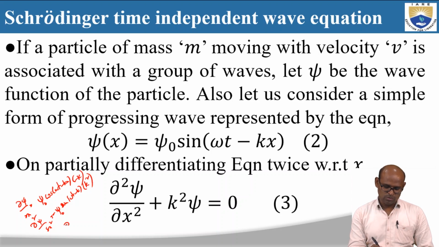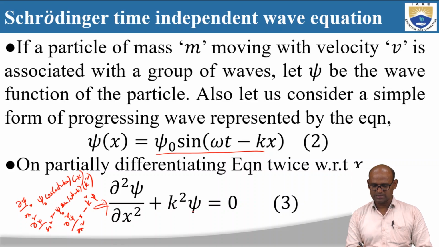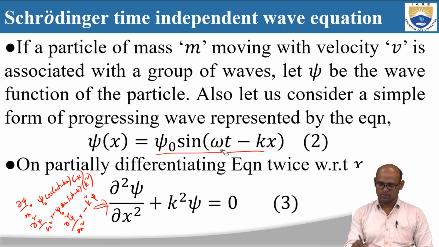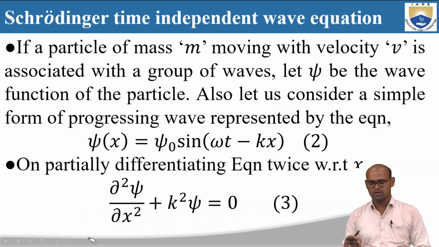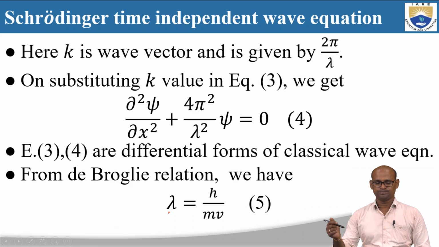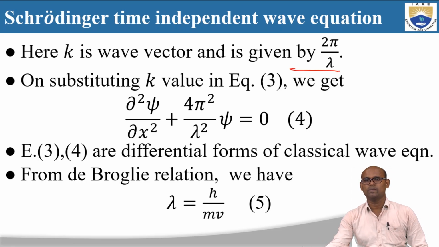So dou square psi by dou x square is equal to minus k square psi naught sine of omega t minus kx, which is actually psi. So minus k square psi. So I can write this equation like this: dou square psi by dou x square plus k square into psi equal to 0. So that is how I got it. I differentiated the wave function equation twice, and I ended up with this equation 3, which is dou square psi by dou x square plus k square psi is equal to 0. Here k is the propagation vector, which is equal to 2 pi by lambda.